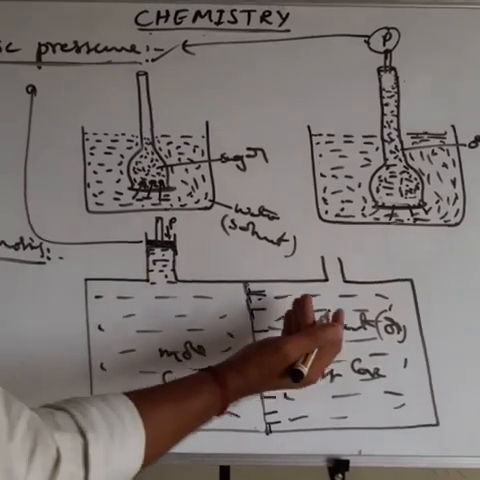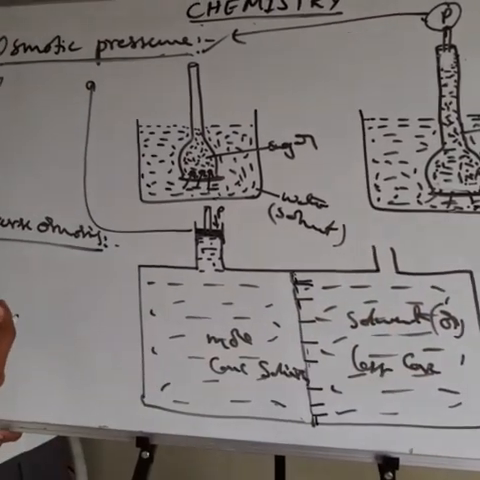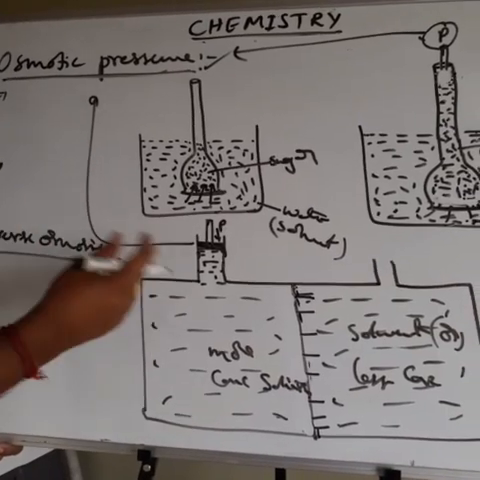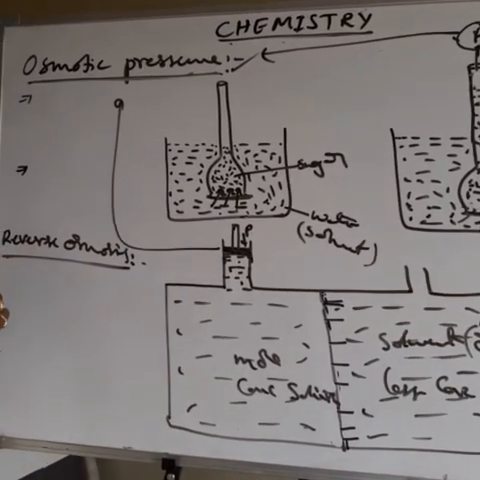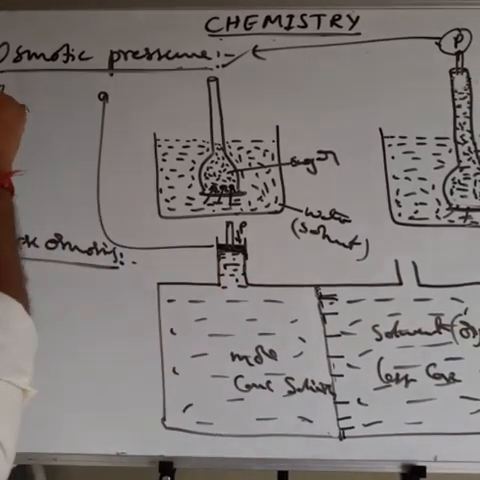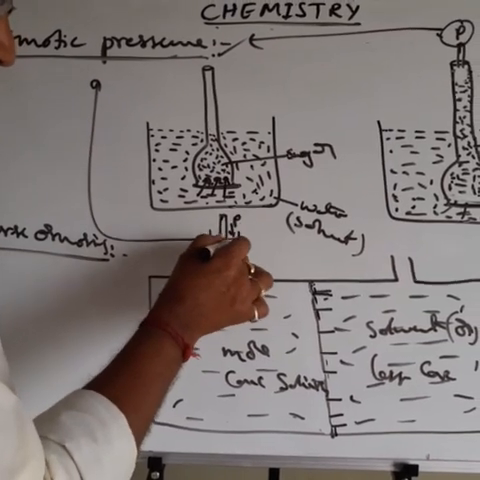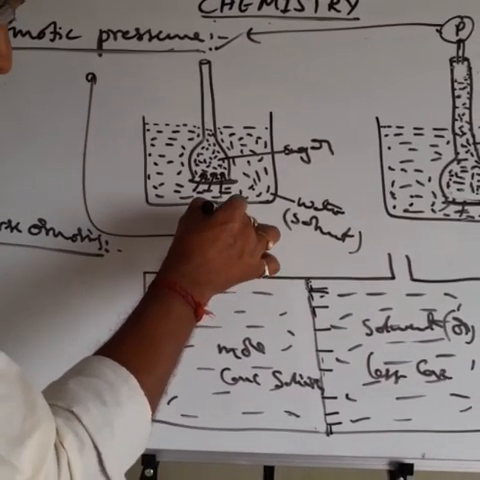Osmosis means solvent particles enter from the solvent to the solution, or from the less concentrated to the more concentrated solution. Reverse osmosis means the reverse. What is reverse osmosis? The pressure exerted is more than the osmotic pressure, applied on the solution side. From the solution side we are applying more pressure.